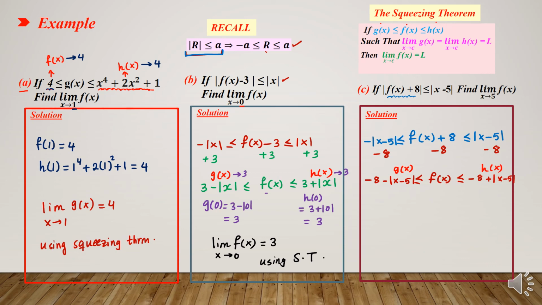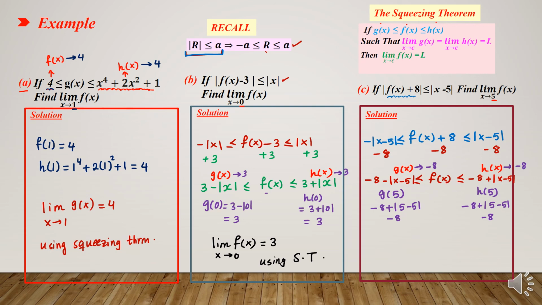Now you have to replace x with 5 in both functions, so you have to find g of 5, and it will be negative 8 minus absolute value of 5 minus 5. Here we have 0, so the answer will be negative 8. So g of x goes to negative 8 as x goes to 5, and you have to plug in 5 in the second function h of x. So h of 5 equals negative 8 plus absolute value of 5 minus 5, and this gives us negative 8, which means that h of x goes to negative 8 as x goes to 5.